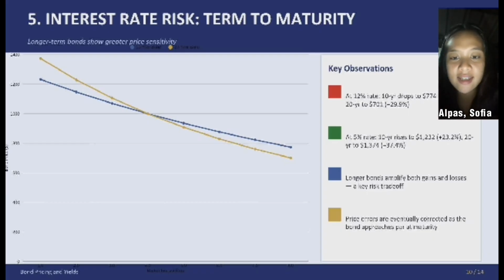This tells us that longer-term bonds have greater price sensitivity. They can provide larger gains when interest rates fall, but they can also create larger losses when interest rates rise. This is why investors must consider the maturity period before investing in bonds. Another important point is that bond prices eventually move closer to their par value as they approach maturity. This means temporary price changes caused by market interest rates are corrected over time.